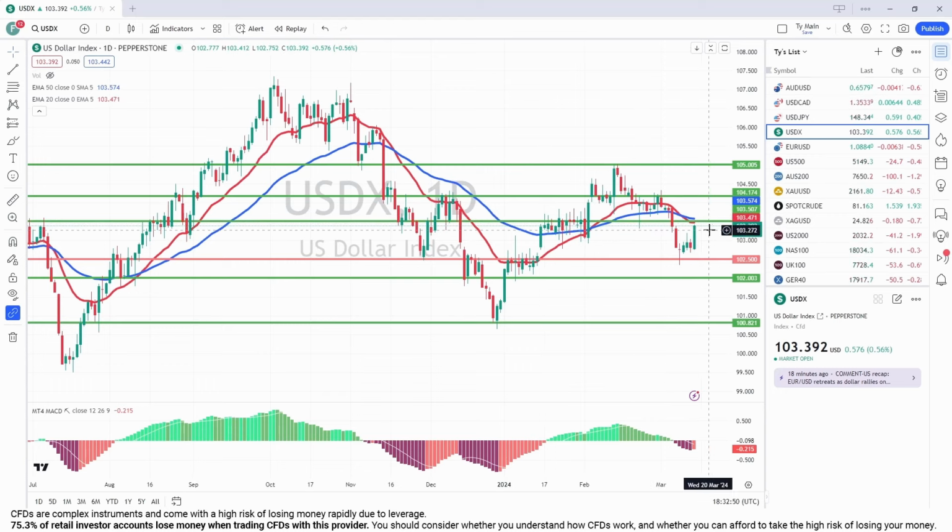So it's very similar to the US dollar yen in the sense of what we're looking for here. We need it to either break through the moving averages, and then we're looking at a move back up to the 104.20, or it rolls over at this point here and continues the downtrend.